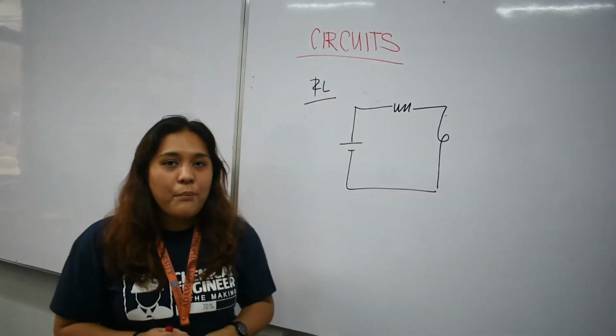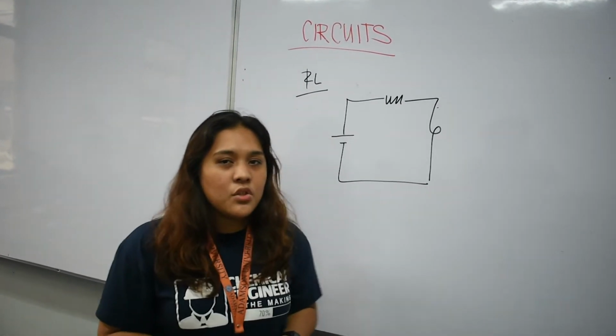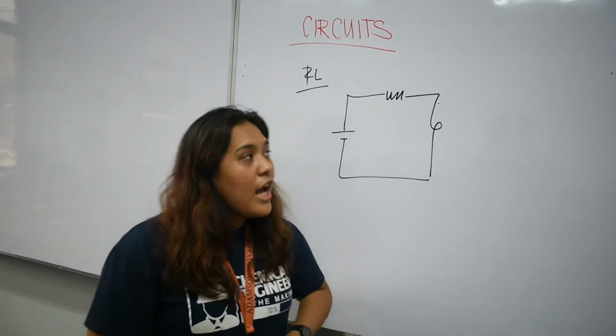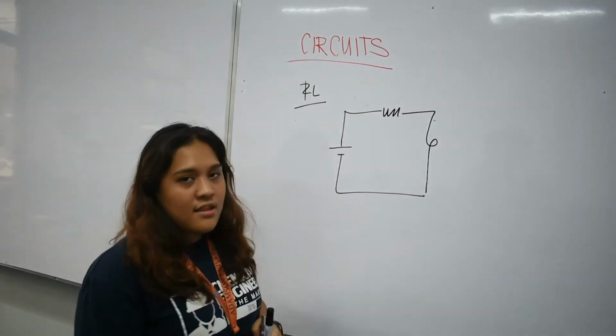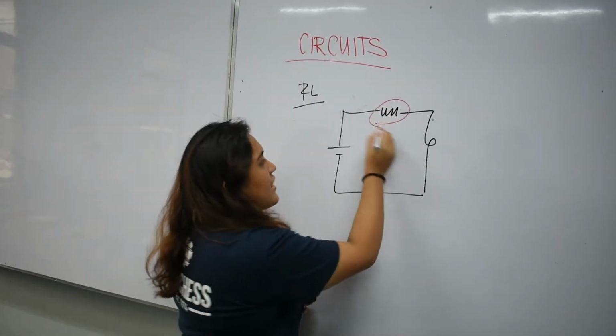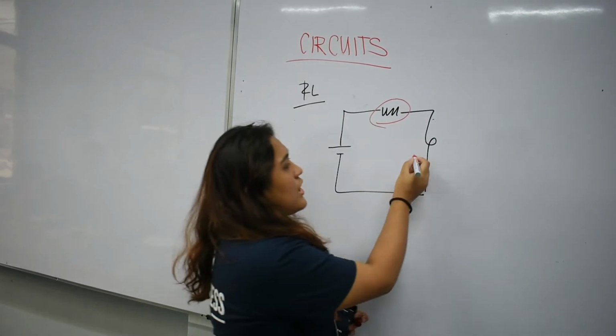So our next topic will be circuits, which has two scenarios, the RL and the RC circuits. At first, there will be the RL circuits, which involve resistance and inductance. This represents the resistance, and the other one represents the inductance.